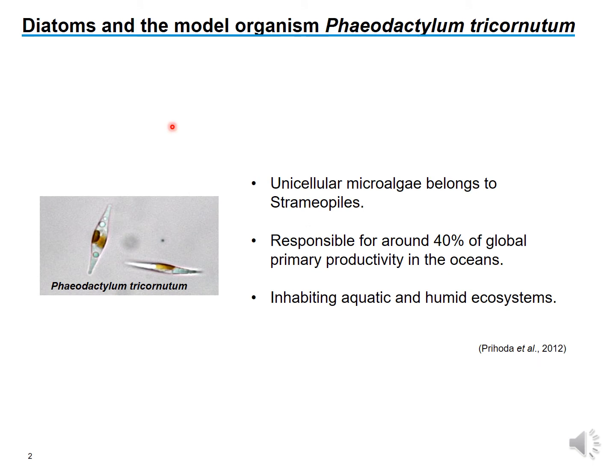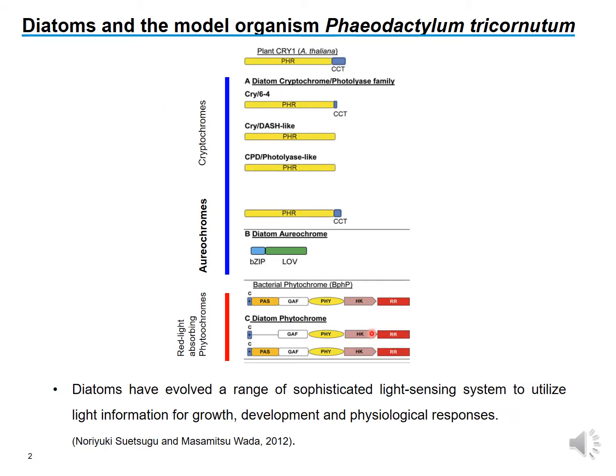Let's start with a brief introduction about diatoms. Diatoms are unicellular microalgae that are known to contribute about 40% of global primary productivity. They are widespread all over the world, and one of the main reasons why they could thrive everywhere is that they have evolved sophisticated photoreceptors to acclimatize to surrounding environments. Among these photoreceptors, we've been paying attention to a blue light photoreceptor, Aureochrome, because of its unique features.